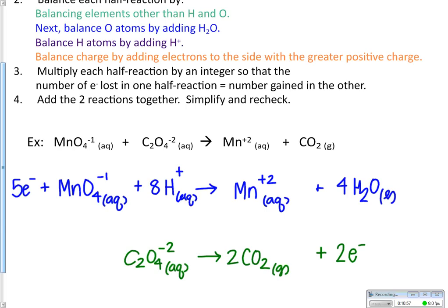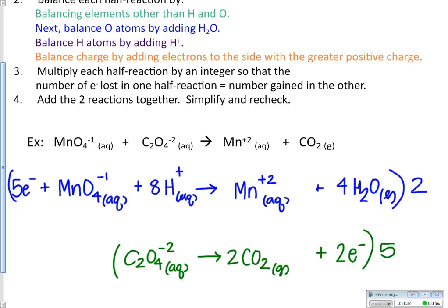Now it says to multiply each half reaction by some integer so that the number of electrons lost in one of the half reactions is the same as the number gained in the other. So if we look at our blue equation, we have 5 electrons being gained, but in the green equation, we have 2 electrons being lost. The easiest thing, since they're not the same number, is to multiply the blue reaction by 2 and to multiply the green reaction by 5.